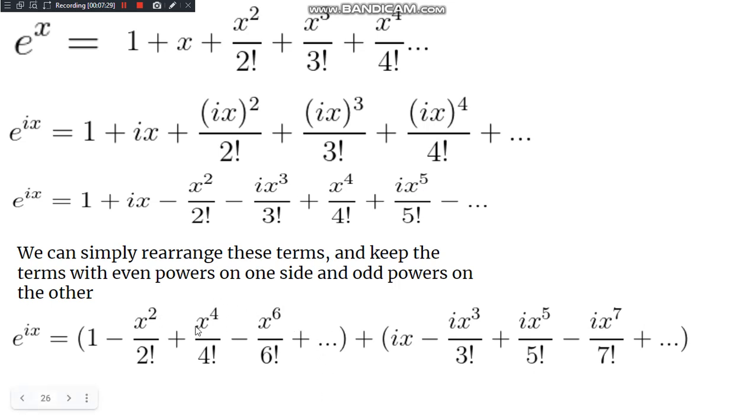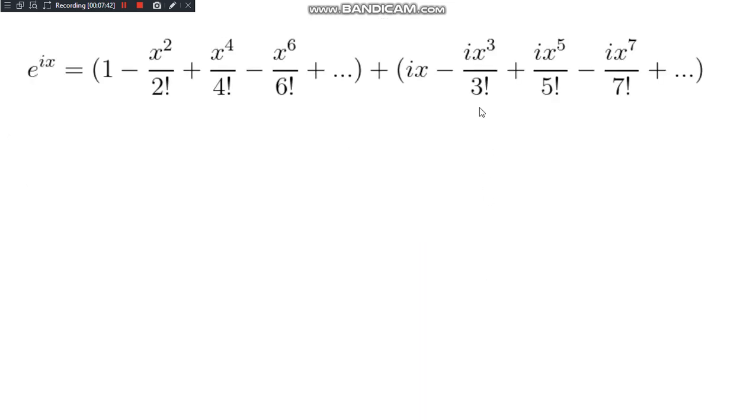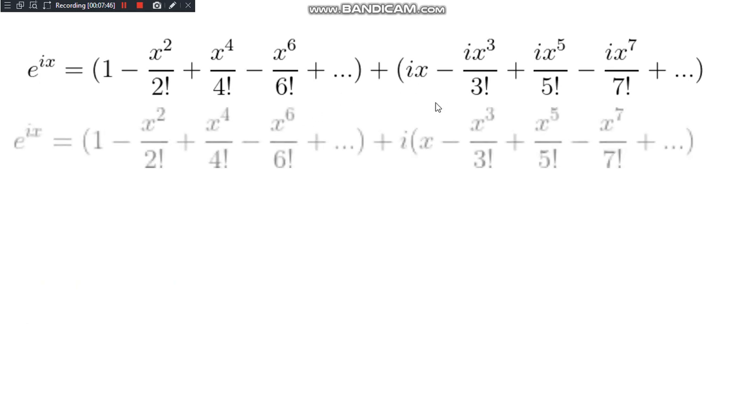So on this side, I've written that we have all the infinite terms with an even power, and over here, all the infinite terms with an odd power. And over here, notice how all the odd things have been multiplied by an i. Same thing, I've just rewritten it up here so you can see a little bit better. And I'm just going to factor it and pull out this i from the right-hand side of the equation.